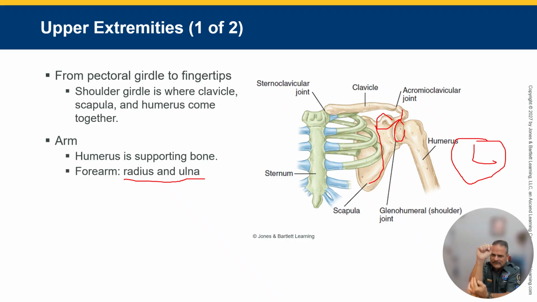This is your ulna. It helps to facilitate rotation and more so strength and durability. But you can always remember the radius because it's on the inside. It's on the thumb side where the radial pulse is. So that's your radius.